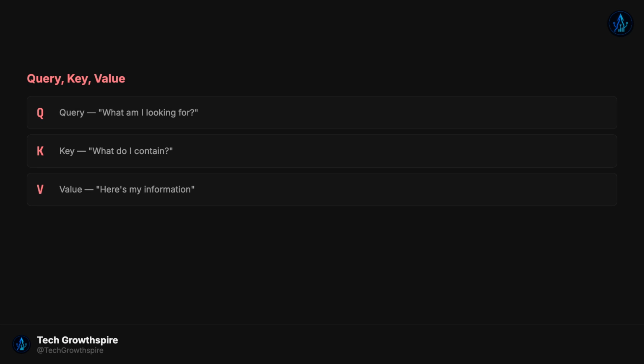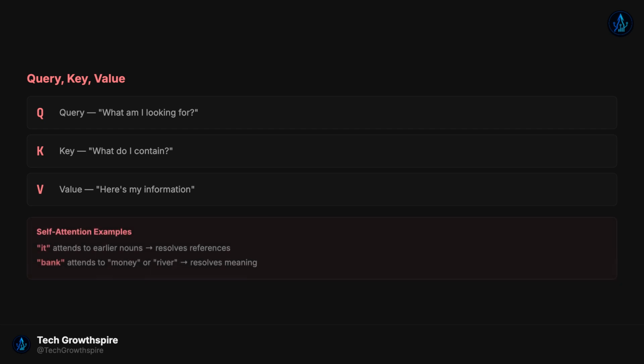Because every token attends to every other token, computation scales quadratically. O of n squared. Double the context length, quadruple the computation. This is why long context windows are extremely expensive to run, and why there's active research into efficient attention alternatives.